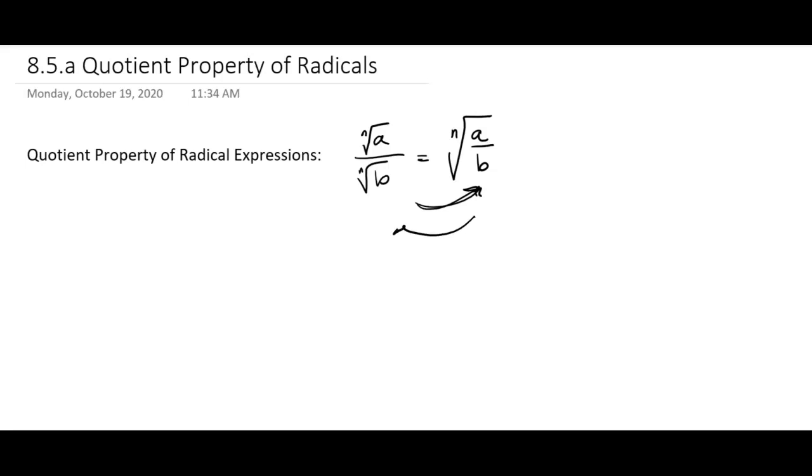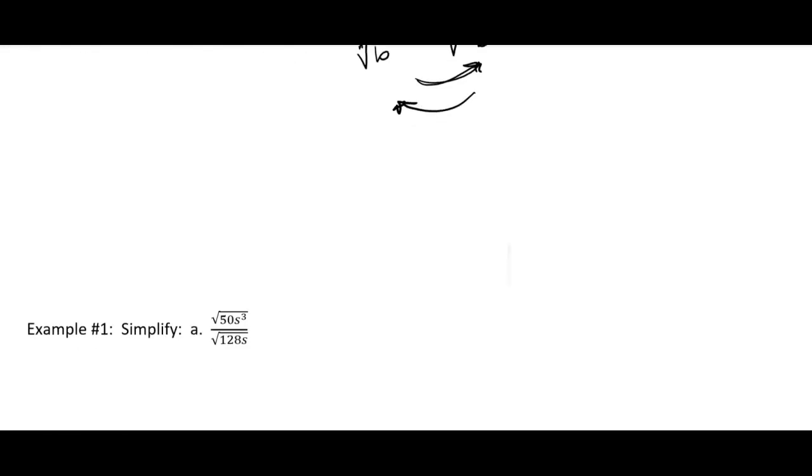Sometimes we go the other way, where it's one rational expression under the radical, and we split it up into two separate ones. Okay, so it works both ways. All right, so here comes an example.